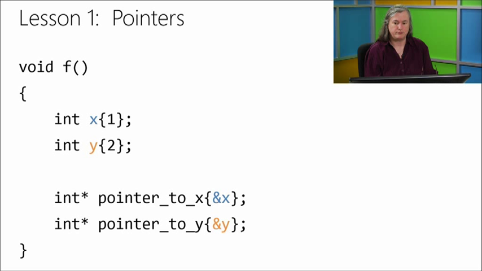So the syntax, the punctuation here, is int star. That means that it is an integer pointer. And both pointer to x and pointer to y are of type integer pointer. One's pointing to x and one to y. Although remember, the compiler does not read and understand these names. We chose these names to make sense to you. You could call them elephant and giraffe if you wanted to. You would just be being mean, but that's okay.